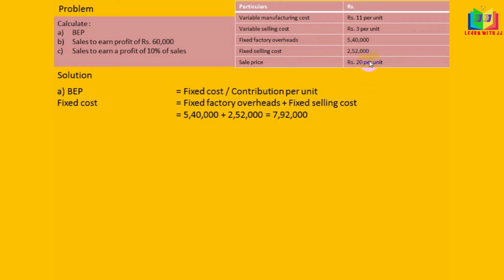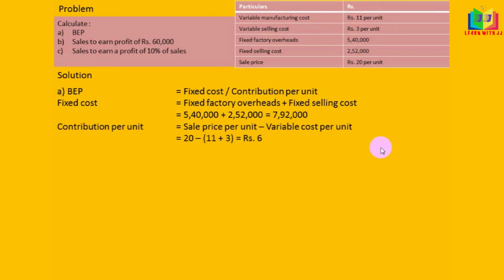Now we have to find the contribution per unit. Here we have sale price per unit and the variable cost per unit for manufacturing cost as well as selling cost. If we add these two, we'll get the variable cost: 11 plus 3 is 14. Using this we can find the contribution per unit: 20 minus 14 gives rupees 6. 6 is the contribution per unit. Now we can substitute in the formula, fixed cost divided by contribution per unit. If we substitute we'll get 1,32,000 units. This is the break even point in units.